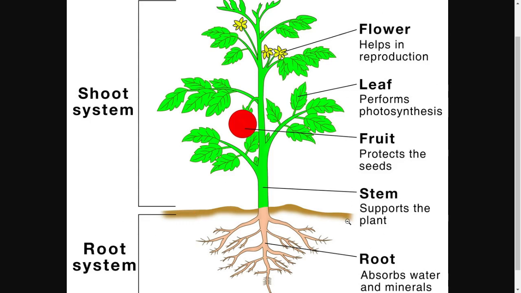But just study this. The flowers help in reproduction. Leaf performs photosynthesis. Fruit protects the seed. Stem supports the plant. Root absorbs water and minerals.